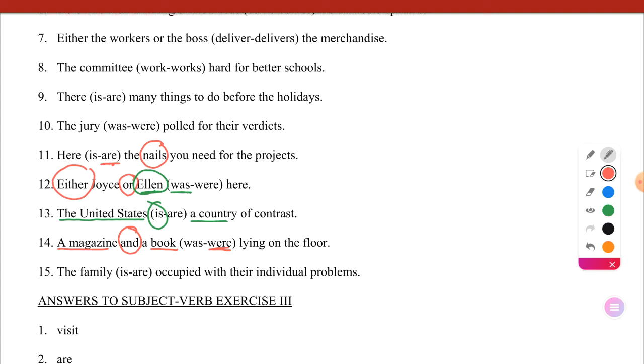The last one: a family is or are occupied with their individual problems. A family is also an example of a collective noun, because I can refer to it as one unit, or as a family that has a father, a mother, siblings. Returning to the rest of the sentence, what do I have here? I have "their," so I'm not speaking about the family as one person; I'm speaking about the family as individuals. So it would be are. The answer: the family are occupied with their individual problems.